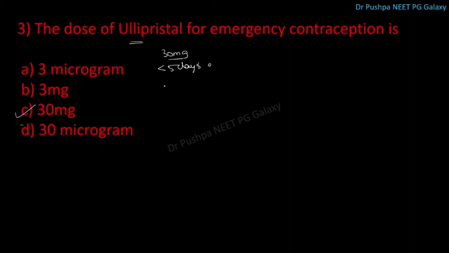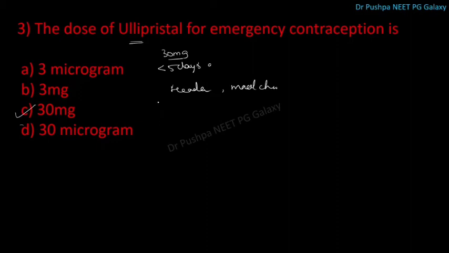Ulipristal is a synthetic progesterone receptor modulator. So what is the mechanism of action of ulipristal? It attaches to the progesterone receptor and delays ovulation and suppresses the endometrium, thereby preventing implantation. Side effects of ulipristal are headache and mood changes.